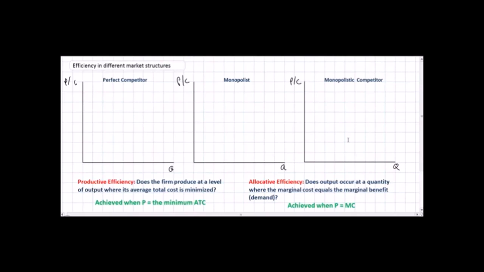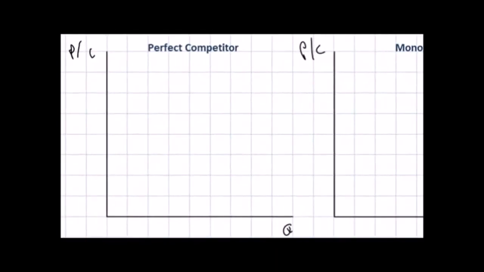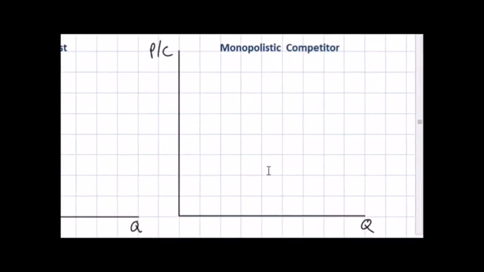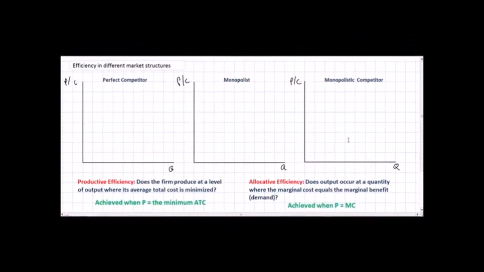In this lesson, we're going to examine firms in three different market structures: the perfectly competitive firm in the graph on the left, the pure monopolist in the graph in the middle, and the monopolistic competitor in the graph on the right. Before you watch this lesson, you should have watched all the video lessons in which we introduce these three market structures, and we introduce the diagrams that illustrate individual competitors in these three market structures.